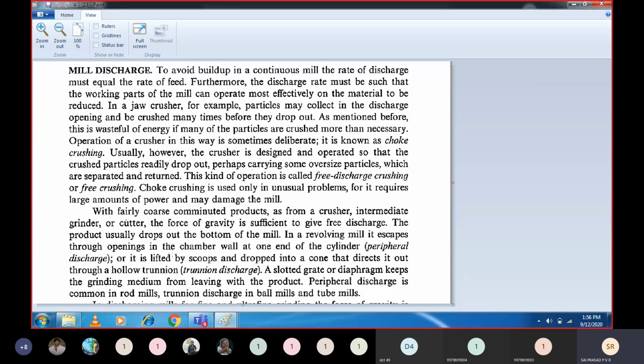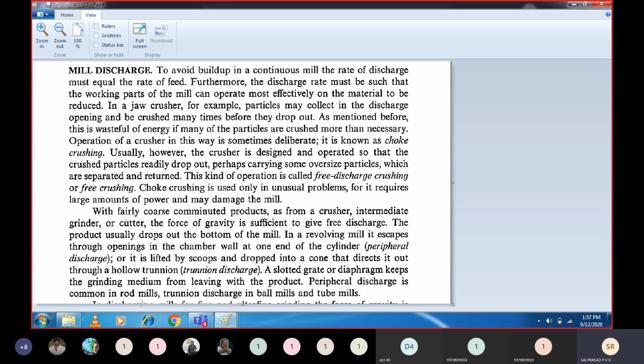Then, or it is lifted by scoops and dropped into the cone that directs it out of the hollow Trunnion. This is the Trunnion discharge, which you have seen in that ball mill. That means from the sideways, the feed will be continuous and the product will continuously go out. A slotted grate or the diaphragm keeps the grinding medium from leaving with the product. So already we have seen in our ball mill diagram, a conical grate is present. This conical grate will prevent the grinding medium from going out, because in rotation there is a chance that they may also go out of the system, but in regular practice they should not. They should be present inside the system only.